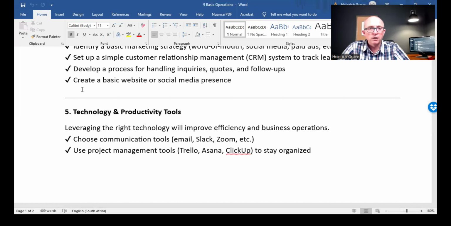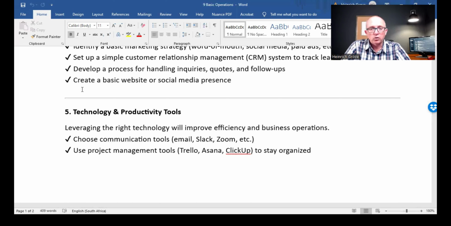Okay, number 5, we're looking at technology and productivity tools. Leveraging the right technology will improve efficiency and business operations. Choose a communication tool. Which email are you going to use? These days there are so many different options. Obviously, we grew up with Outlook and stuff like that, and for the past 10 years we've been working on Gmail for Business, and that thing is brilliant. I can go back and find any email that was sent to me within probably the past 15 years just using my Gmail account. So I think that's brilliant. There's a reason why they do what they do.